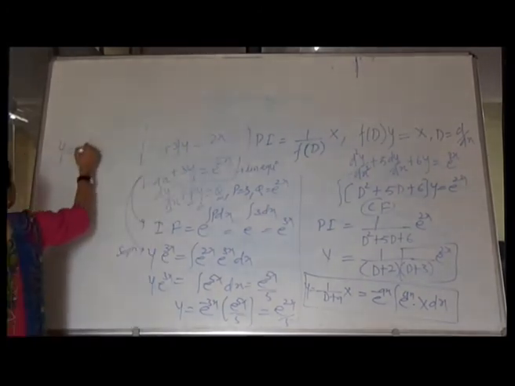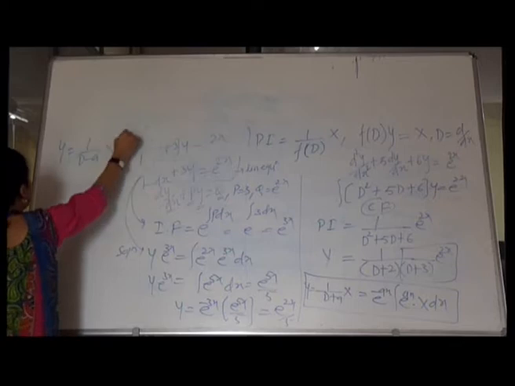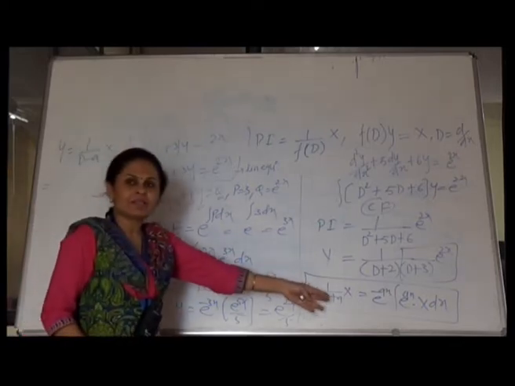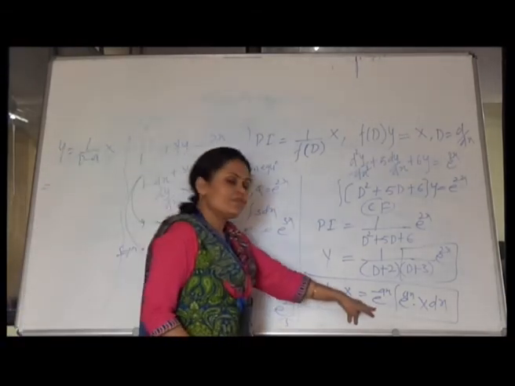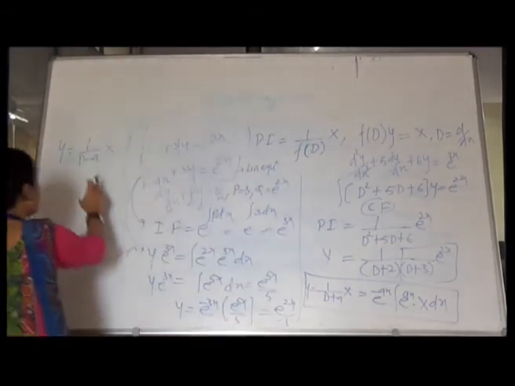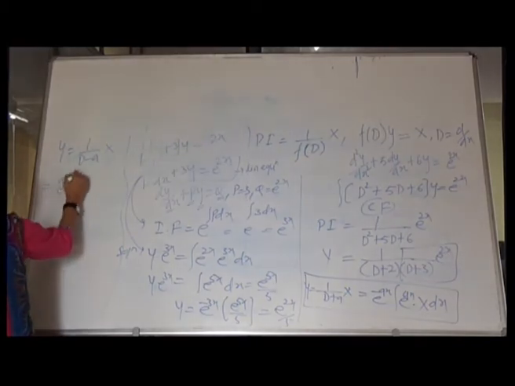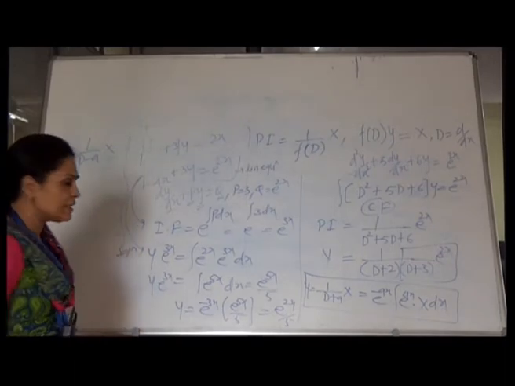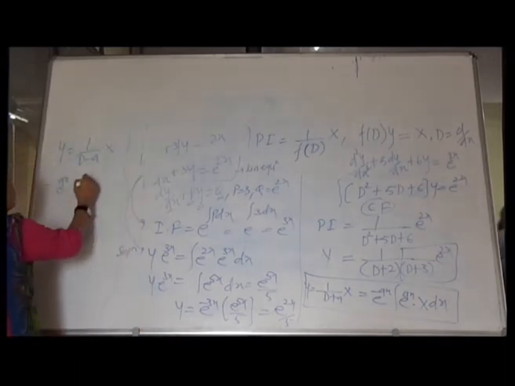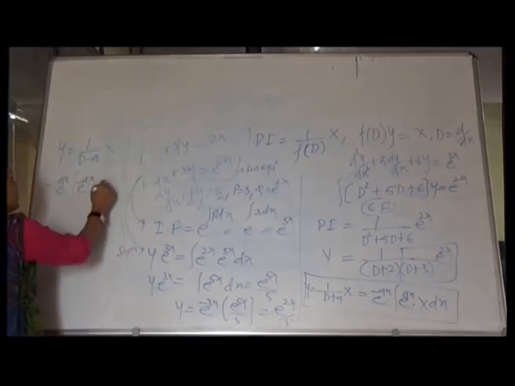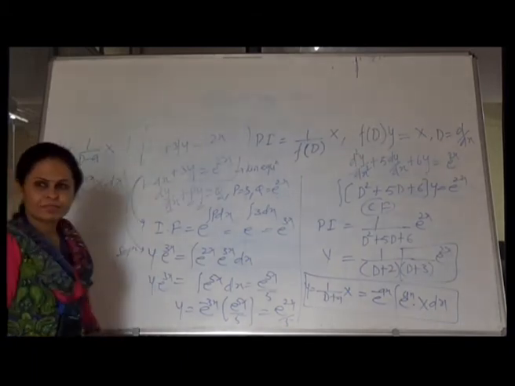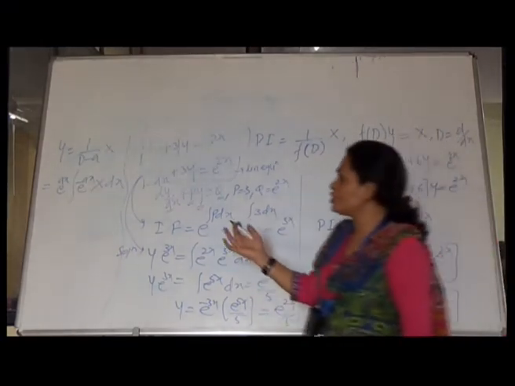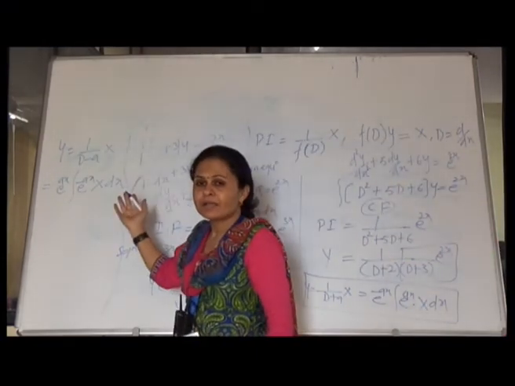If y is 1 upon D minus a operated on X, the result would be, can you compare it parallelly with this? If it is plus a, we get e raised to minus ax outside. That means if it is minus a, I should get positive e raised to ax outside, multiplied by the integral, which will be e raised to negative ax into capital X into dx. This gives me the formula for the factor which is of the nature D minus a.